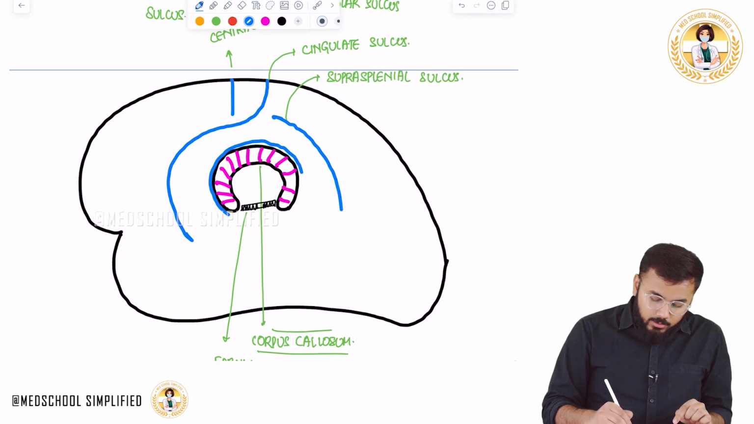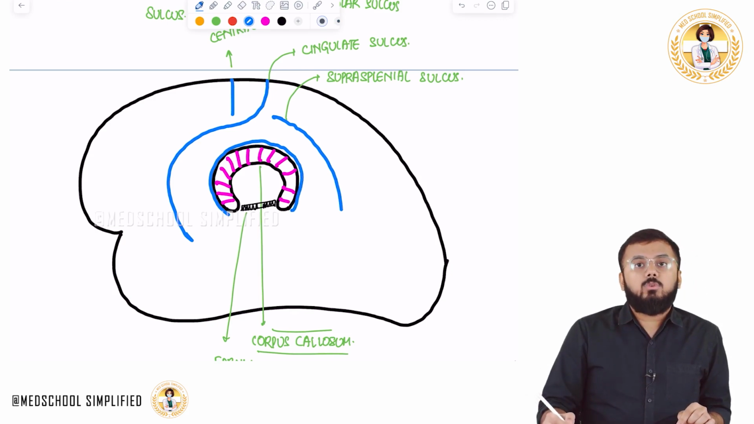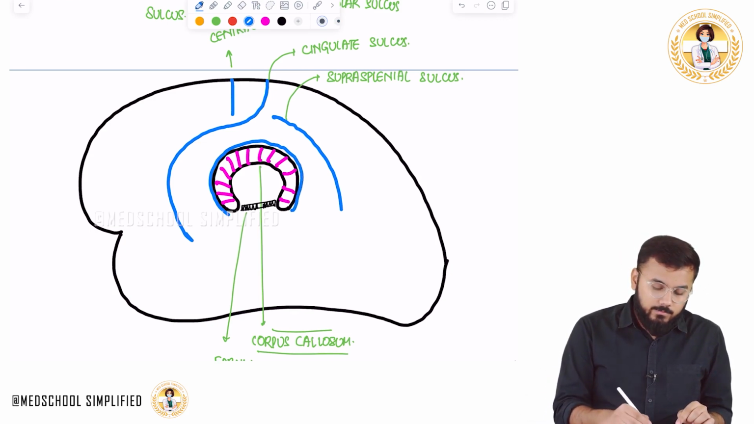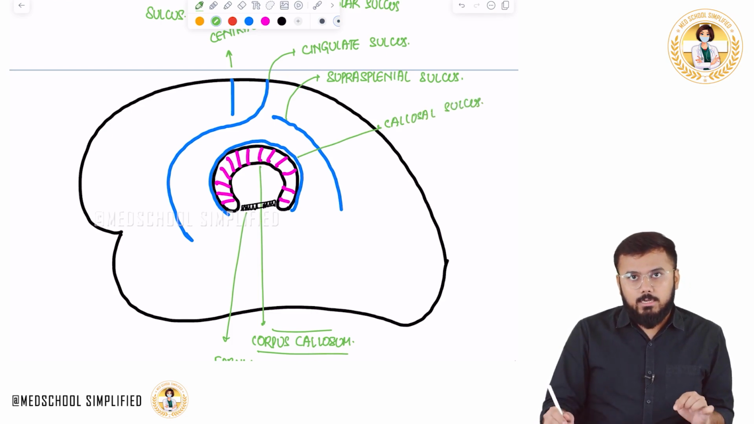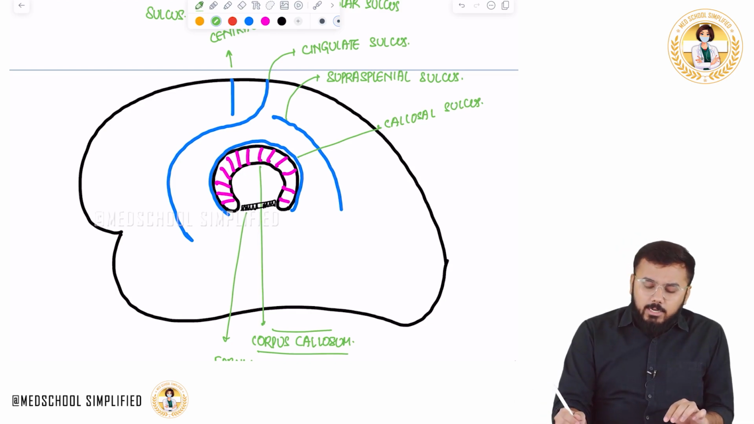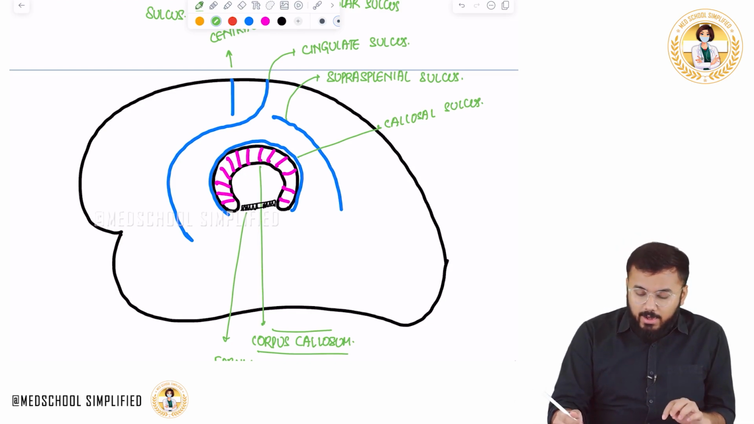Okay. Next, surrounding your corpus callosum also you have got a sulcus like this. Surrounding the corpus callosum, this sulcus is called the callosal sulcus. This sulcus over here is called your callosal sulcus. Okay. So there are actually many more sulci which you have to know here.